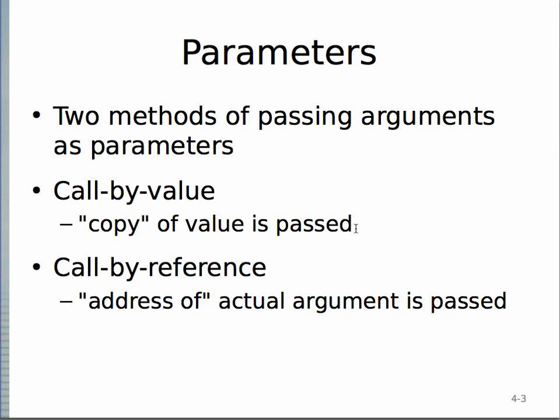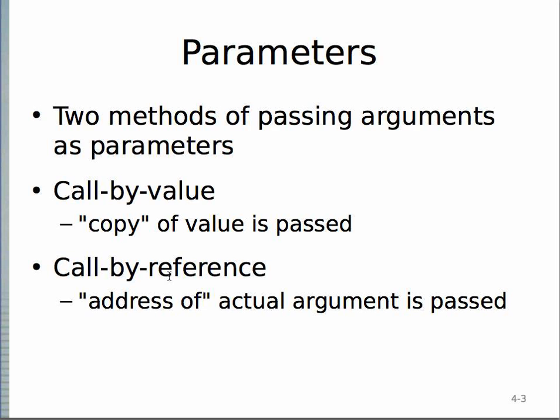There are two main ways of passing arguments as parameters. One is call by value, which we've actually seen in Java. That's what we normally assume is done with parameters in a method. When we call a function, we copy the value of whatever we're sending as an argument. So whatever argument we have, we're passing the value of it into a function.